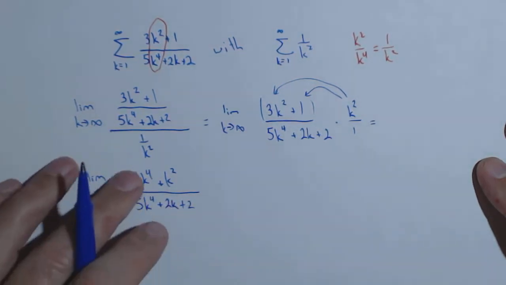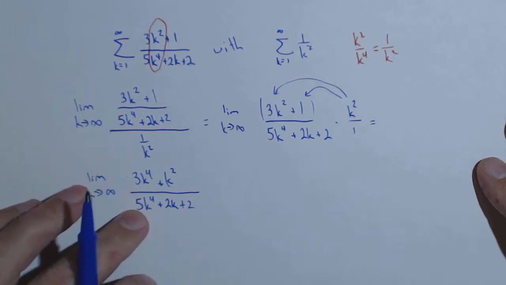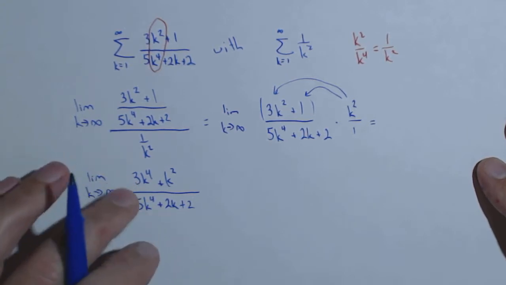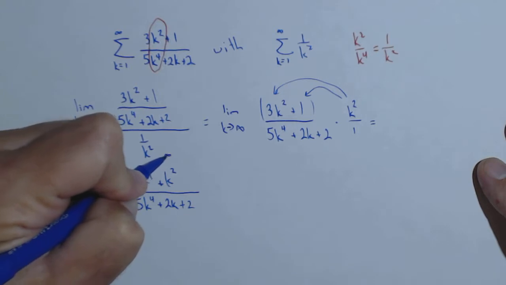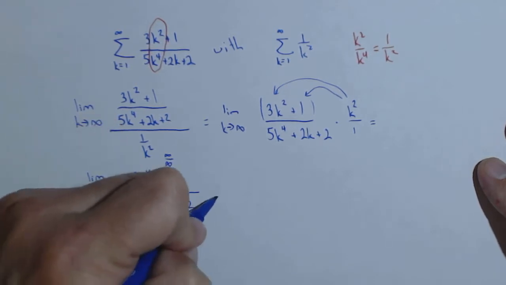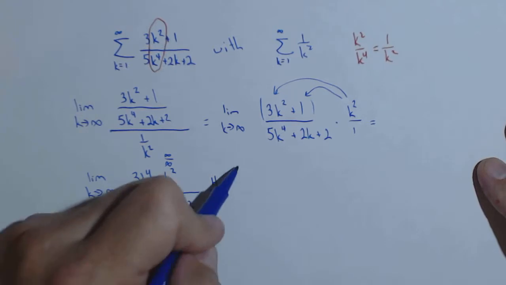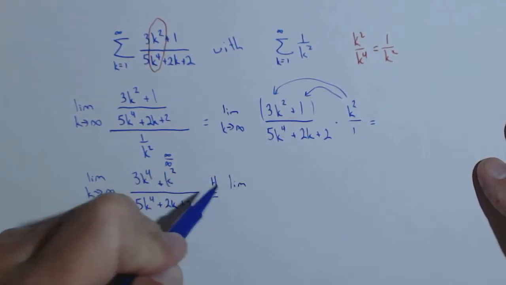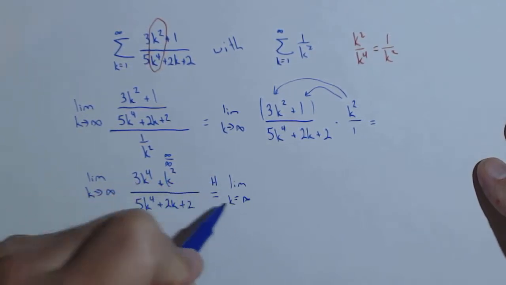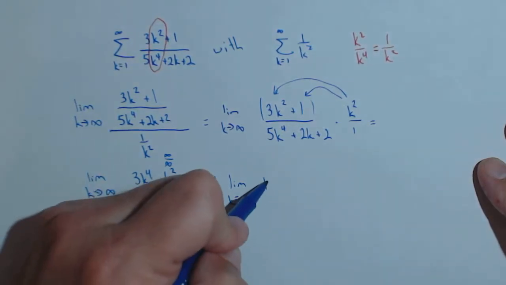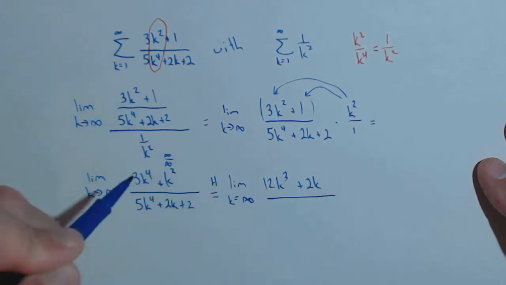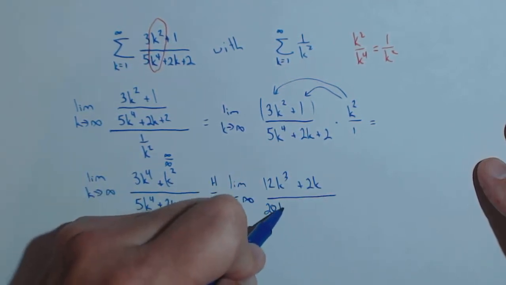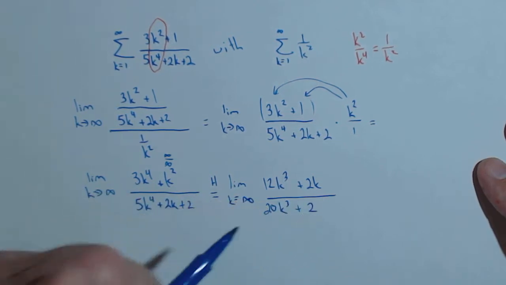Now, you may already know the answer to this limit because of what we know about rational functions. This is a rational function with a horizontal asymptote at 3/5. If we needed to do a proof or wanted to show it via limits, one of our options is to use L'Hopital's rule because we have an infinity over infinity case. So after our first round of L'Hopital's rule, we'll take the derivative of the numerator and denominator separately, and we'll get (12k cubed plus 2k) all over (20k cubed plus 2).